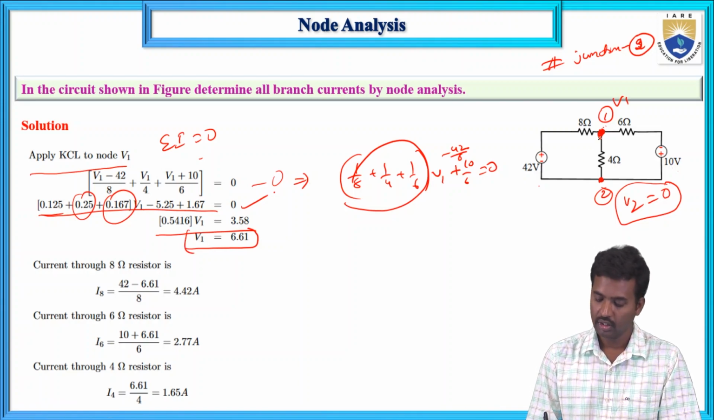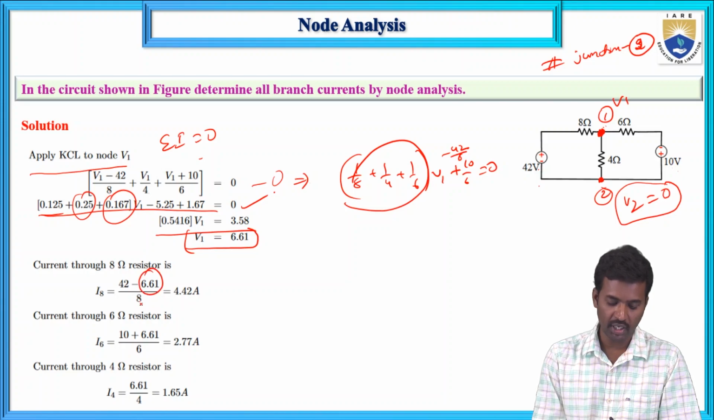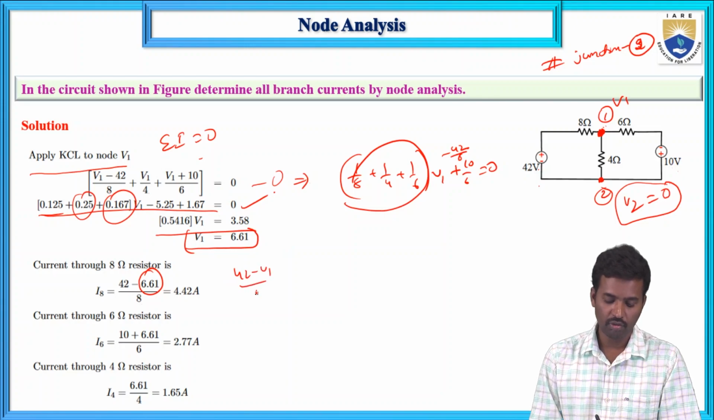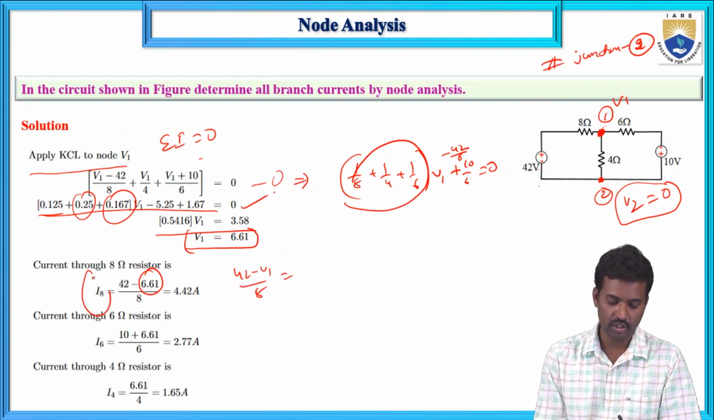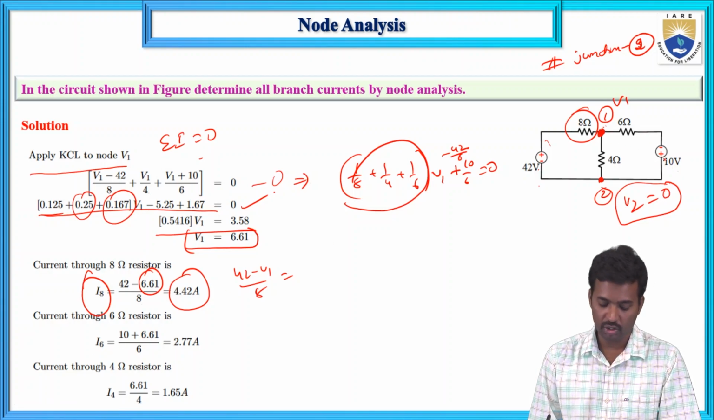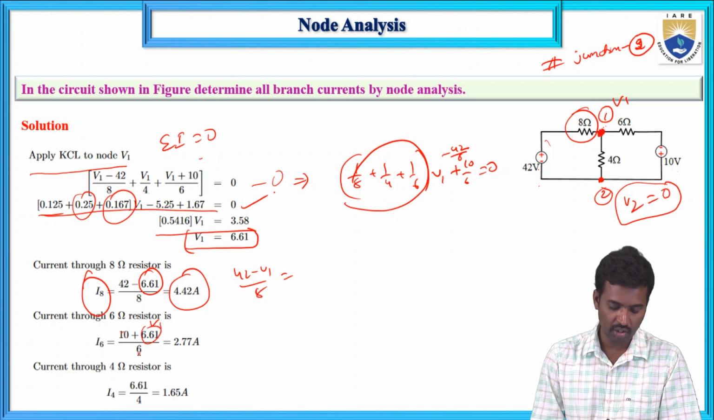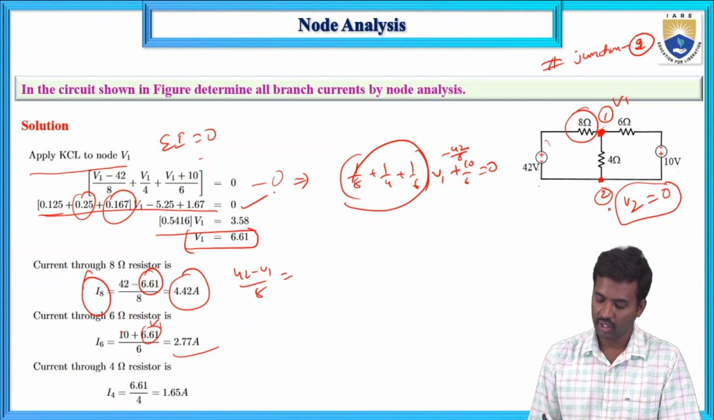So V1 equals 6.61. Next, each branch current: the current flowing through the 8 ohm resistor is (42 minus V1) by 8, which equals 4.42. The current flowing through the 6 ohm resistor is (V1 plus 10) by 6, that is 2.77. And I4 equals (V1 minus 0) by 4, that value equals 1.65 amperes.